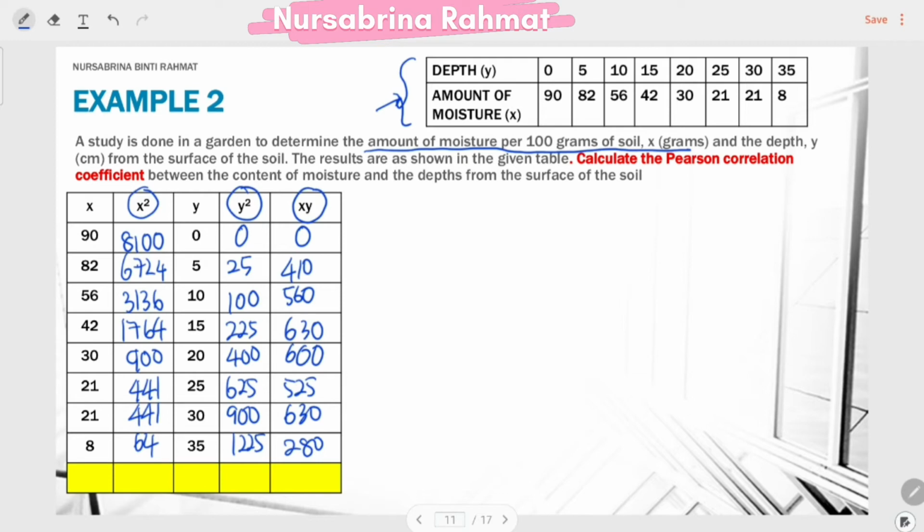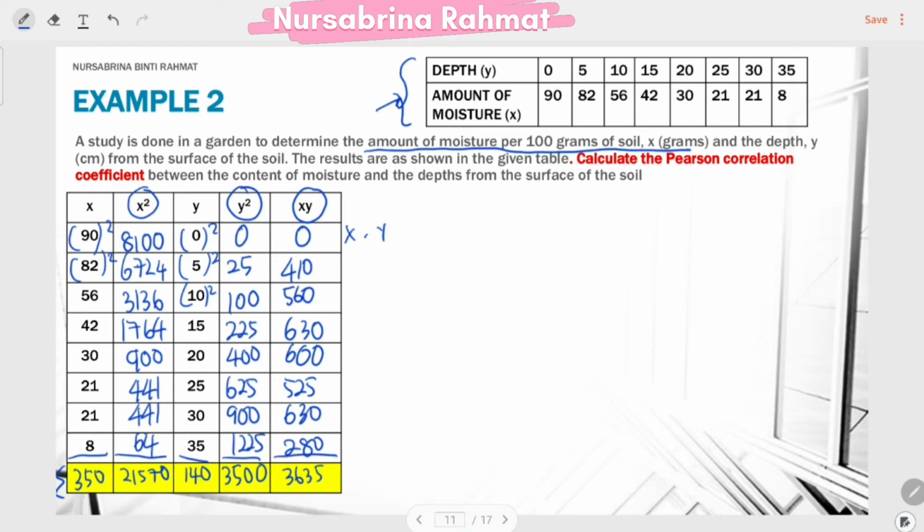We already filled up this table with all of the calculated x square, y square and xy. x square is just the square of x, y square is exactly the same, the square of y, and xy means the value of x multiplied with your y. After we got all of these values, we need to find the sum. Add up all the x values and I got 350. The sum of x square is 21570. For y it is 140, for y square it is 3500, and for your xy it is 3635. So these are all the values.